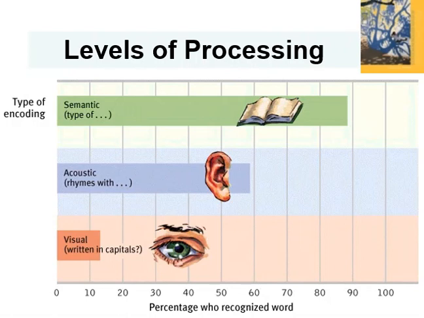We also know that we want to combine, that would be even better than just semantic, that we combine all these different types of encoding. But semantic is the most effective, followed by acoustic and then visual.